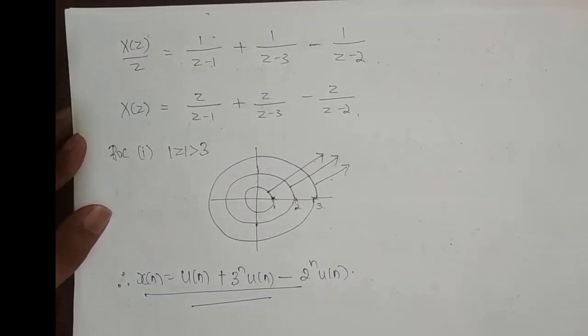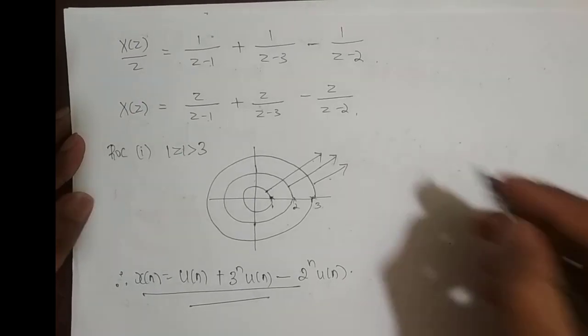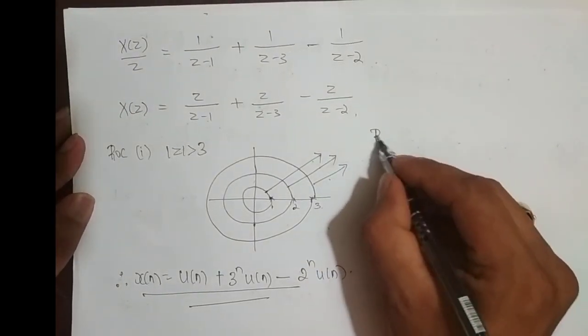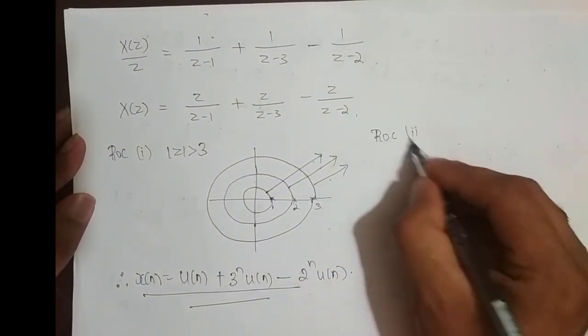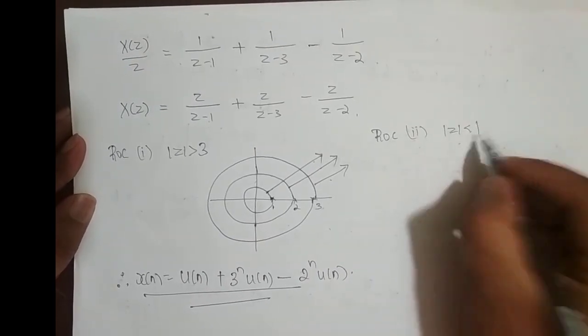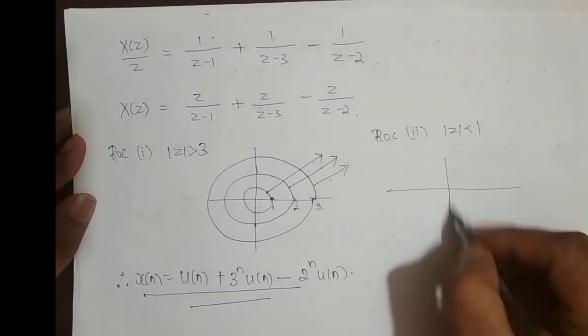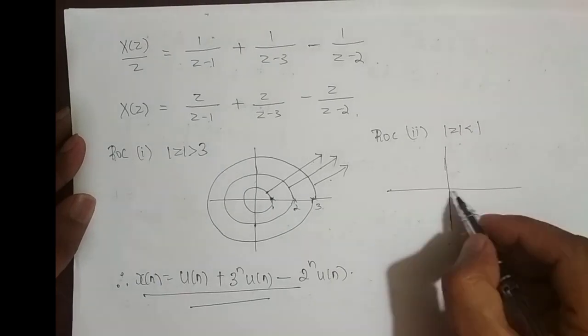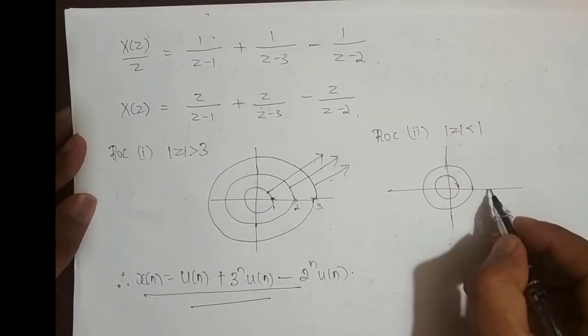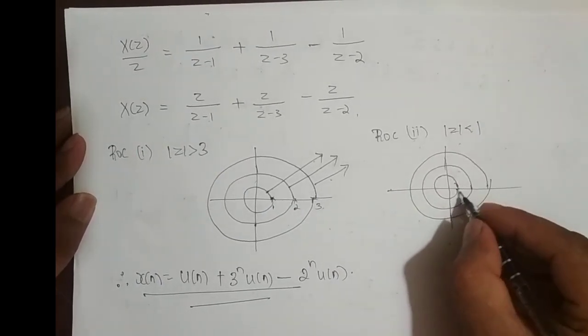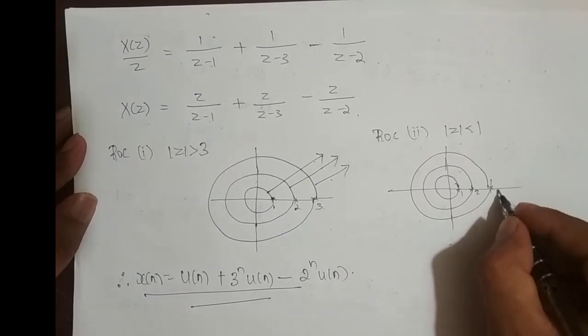Okay, so this is the inverse z transform for ROC magnitude of z greater than 3. Next, the second case, so I'll write it here itself. The second case is ROC magnitude of z less than 1. In this case, all the ROCs should intersect inside the innermost circle, right? This is at 1, this is the pole at 2, this is the pole at 3.